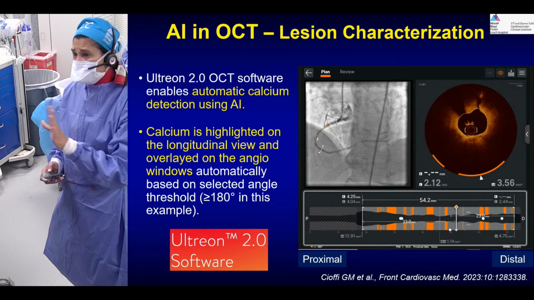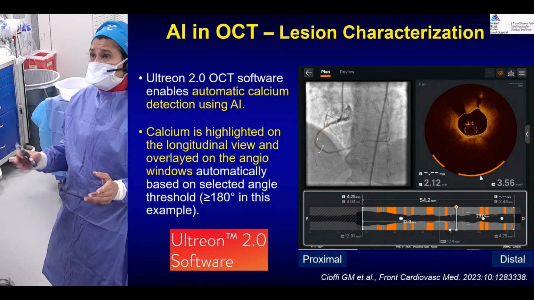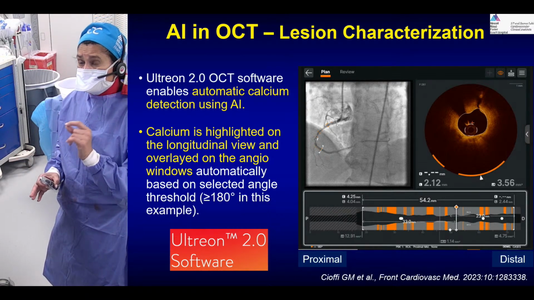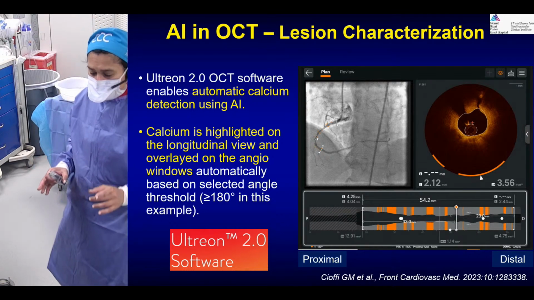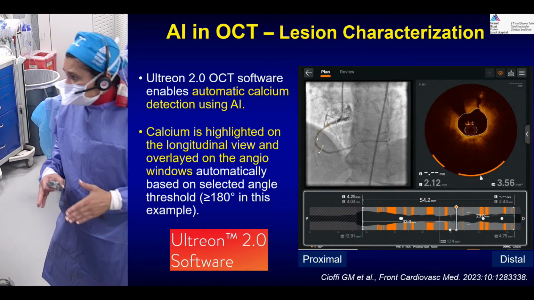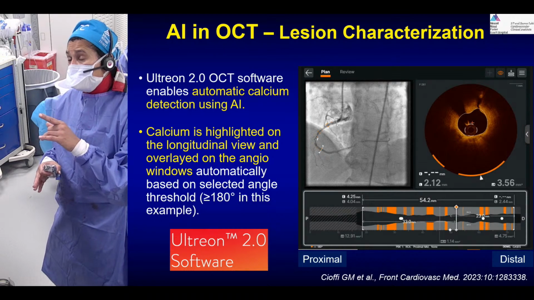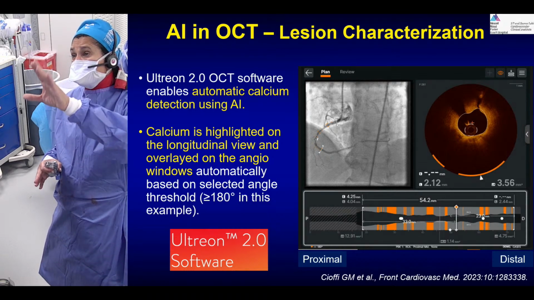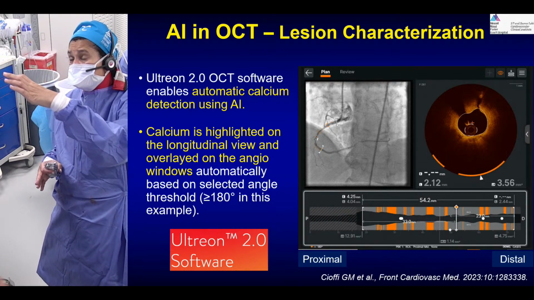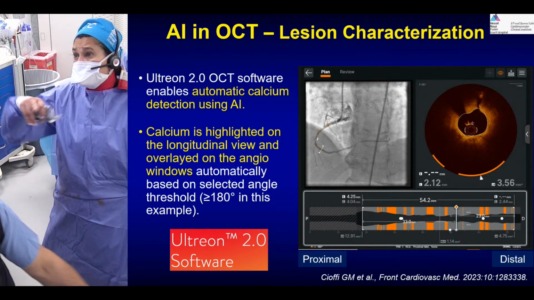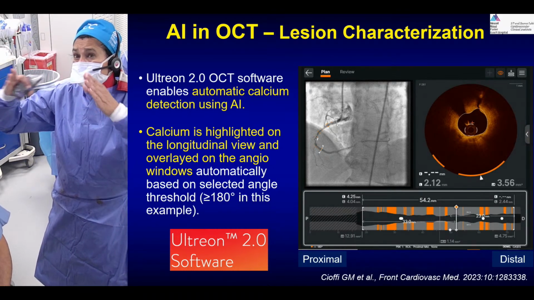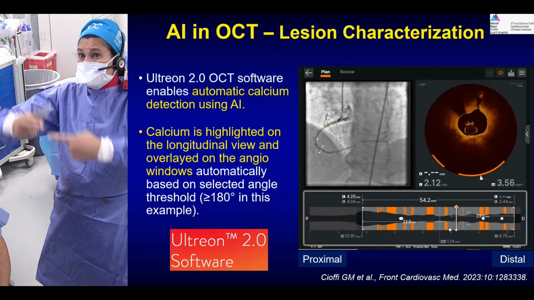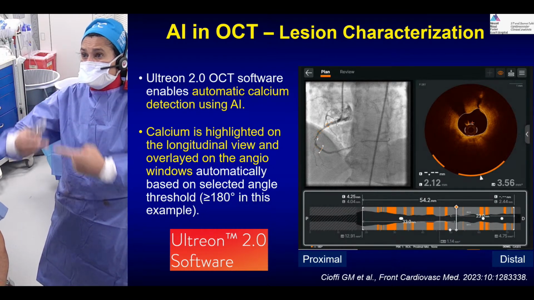This we explained. I was supposed to do this beforehand: the Ultreon 2.0 software, which they say includes AI, but that AI is using somebody's brain. So that is how it was done. So very simple, longitudinal and cross-sectional. In the cross-sectional, you see the orange arc, which means that it is calcium. In the longitudinal, if you see orange, that means there's 360 degrees of calcium there.